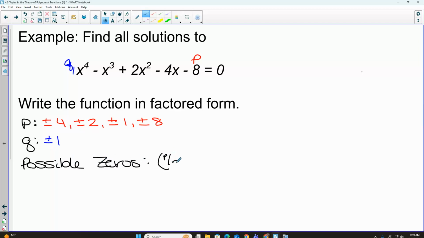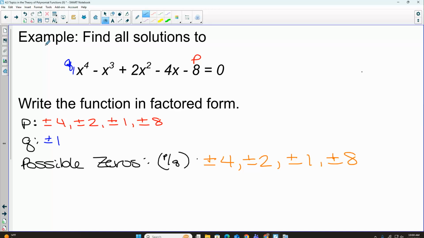For the possible zeros, we do p divided by q. So 4 over 1 is 4. 2 over 1 is 2. 1 over 1 is 1. 8 over 1 is 8. All right, that's everything that might work. 1, 2, 4, and 8, positives and negatives.